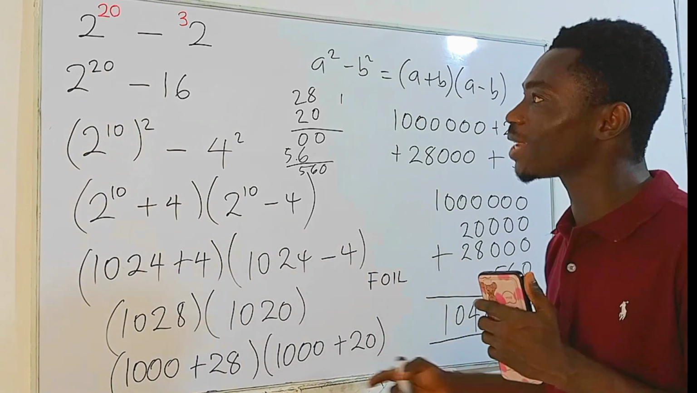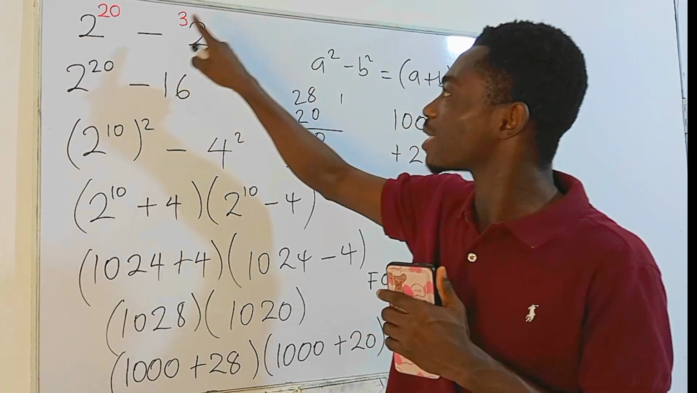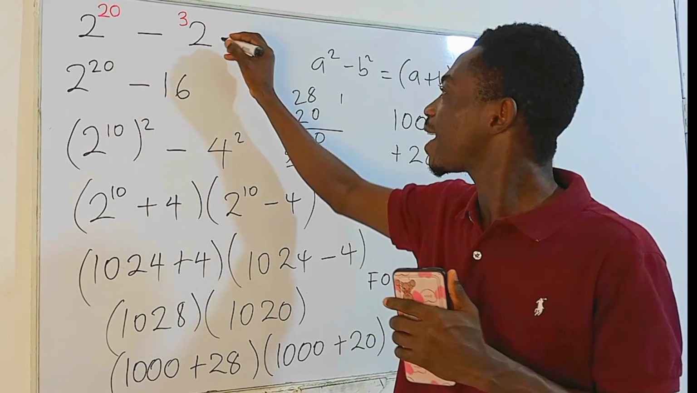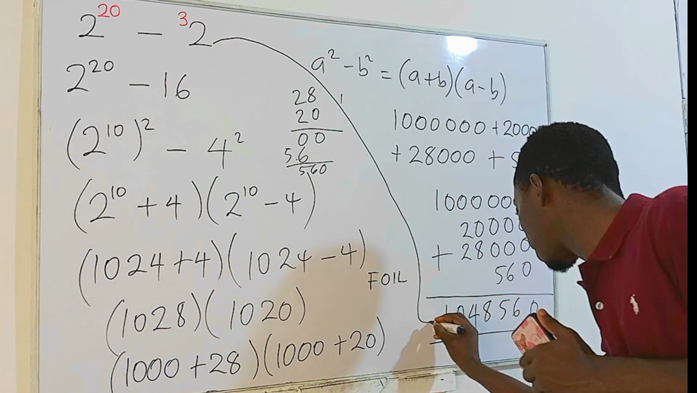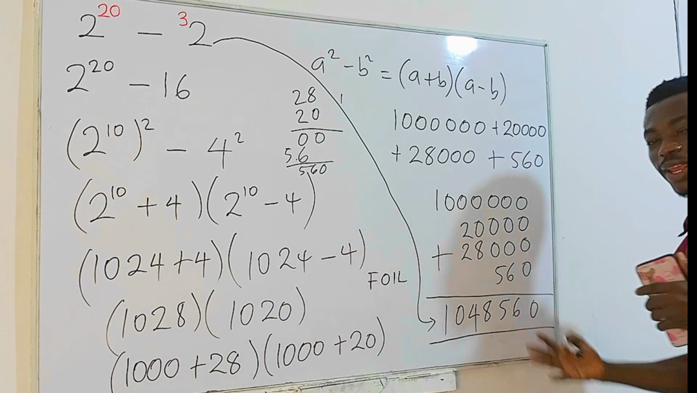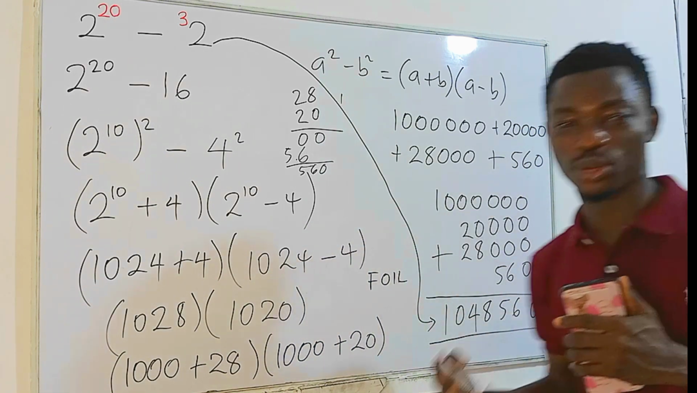So ladies and gentlemen, 2 to the power 20 minus 2 tetrated to 3 is giving us this huge number right here. And that is pretty much it.